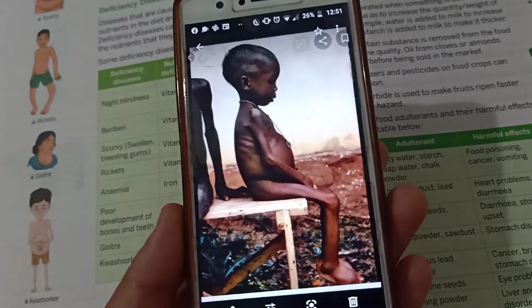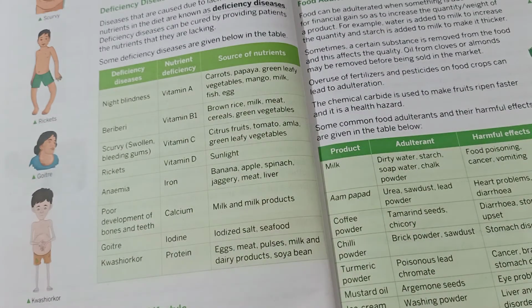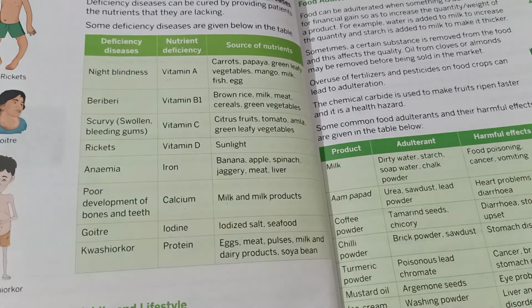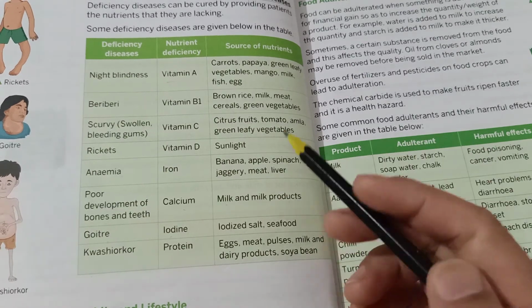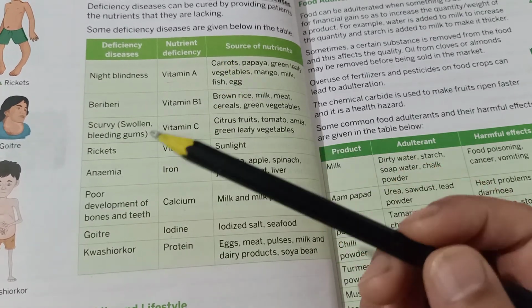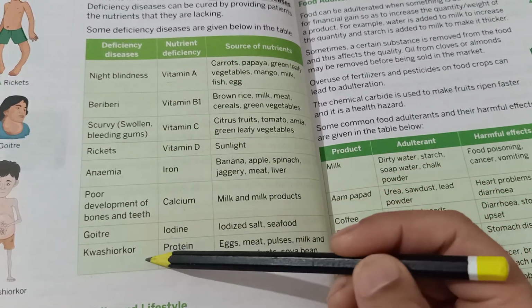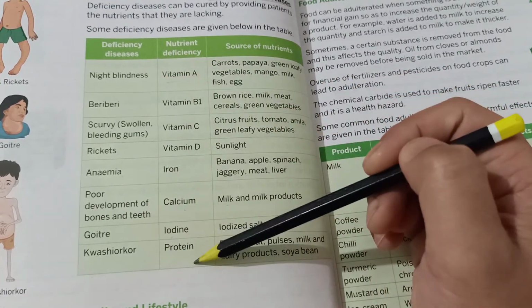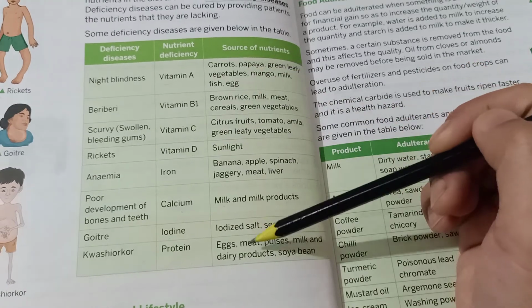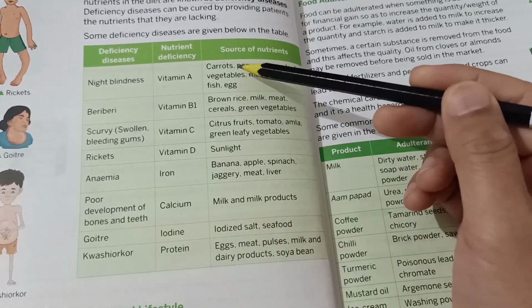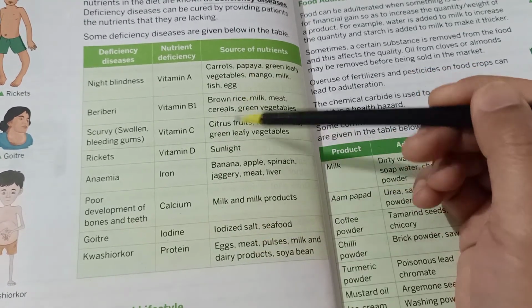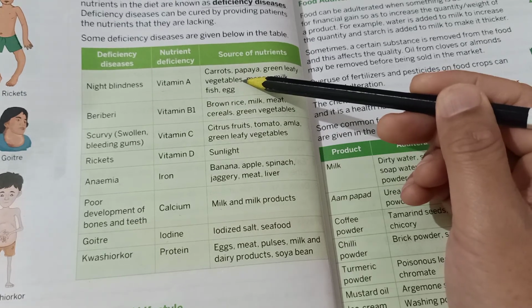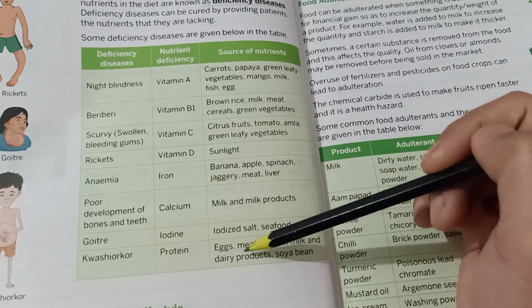So these are the different deficiency diseases. I want you to go through your book and learn these different diseases, their causes, and, I'm not going to say cure, but how we can prevent ourselves from getting all these diseases.